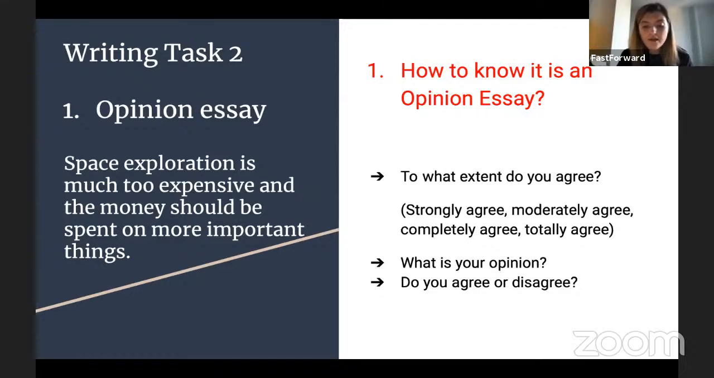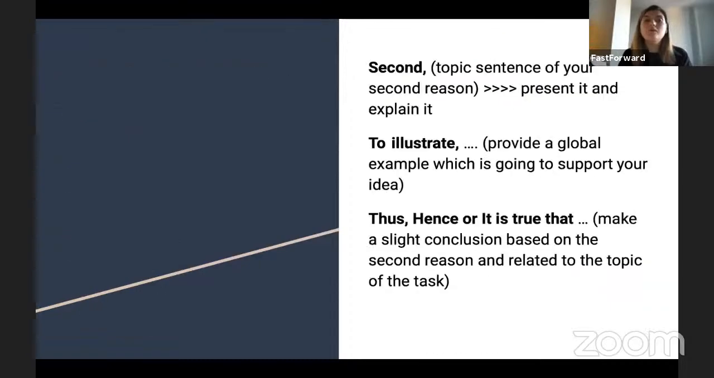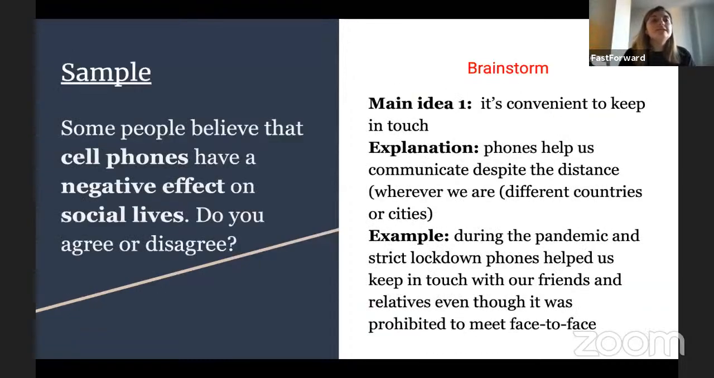It's better to say cell phones are one of the ways. There are other tools. No, unfortunately, we cannot use ideas. That's what I was talking about. We cannot say laptops, tablets. We cannot talk about other technology, unfortunately, because in your topic, if we get back to our sample again, you can see here, some people believe that cell phones have negative effect. You were never asked to talk about laptops, tablets, or anything else, okay? Because your topic is focused only on cell phones.